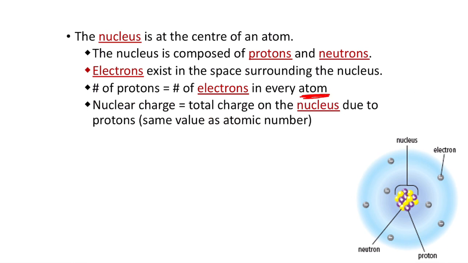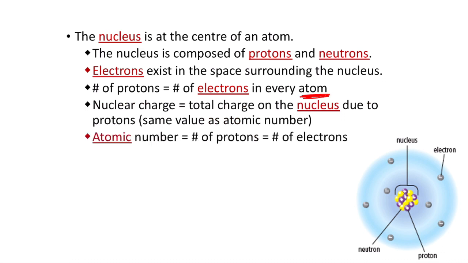atom. Nuclear charge is the total charge on the nucleus due to the protons. So it's the same value as the atomic number. So as long as you were talking about an atom, the atomic number will equal the protons, which will therefore equal the electrons. But if it's not, then the atomic number will only equal the number of protons. So that is this point here. Atomic number equals number of protons, and in an atom, number of electrons.